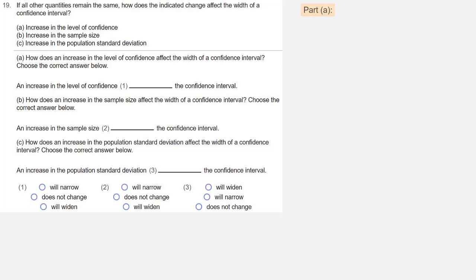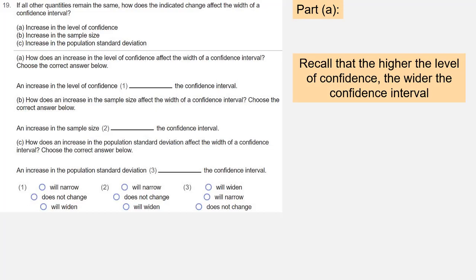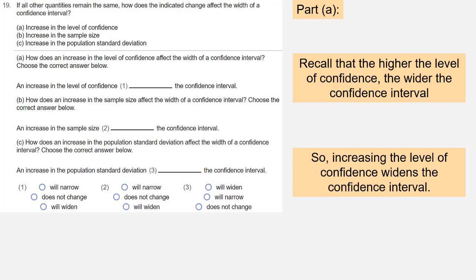So let's start with part A. Recall that the higher the level of confidence, the wider the confidence interval. So increasing the level of confidence widens the confidence interval. And that is your choice for answer A.